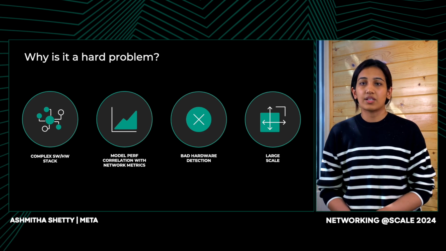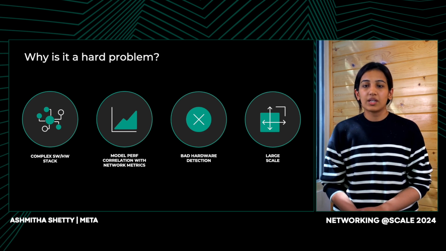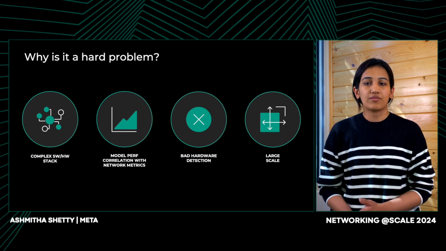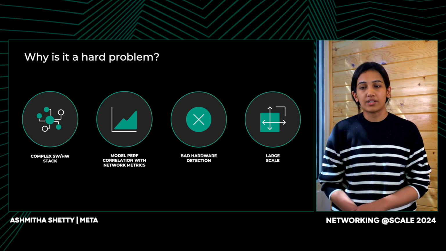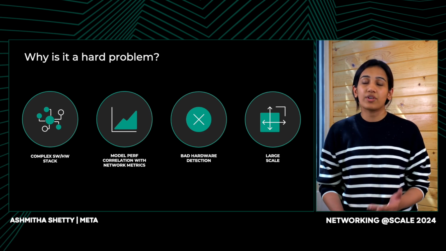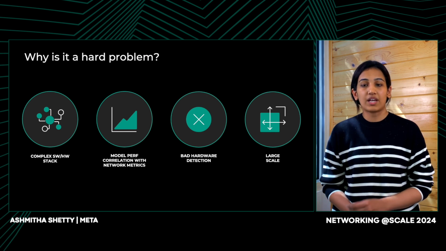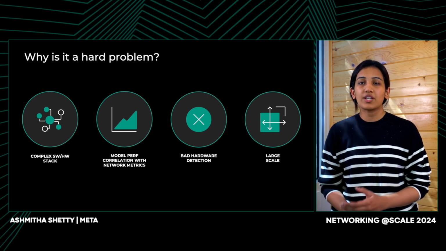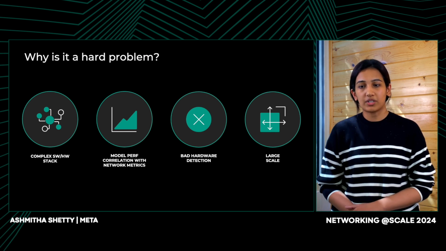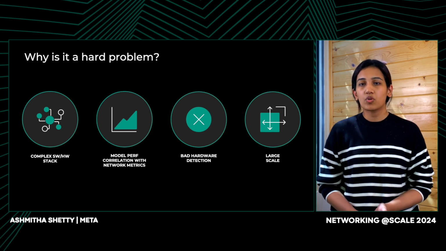The third reason is bad hardware detection. There can be hardware-software issues in our infrastructure that can remain undetected, which can lead to very long training hours. Failure to diagnose such problems and have proper signaling can lead to the training process continuing under suboptimal conditions, which leads to poor model performance.